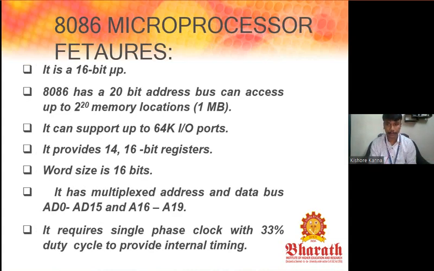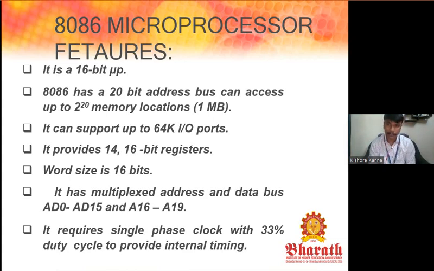And now we are going to see the features of 8086, why it is considered an advancement of 8085, or why it is declared the fastest microprocessor when compared with 8085. First point, it is a 16-bit microprocessor, which is double that of 8085. Why? Because 8085 was an 8-bit microprocessor.